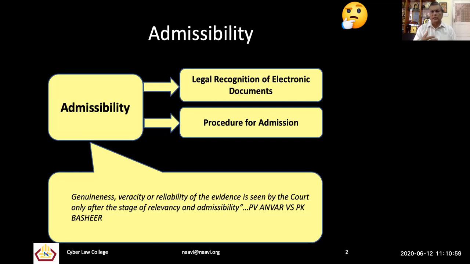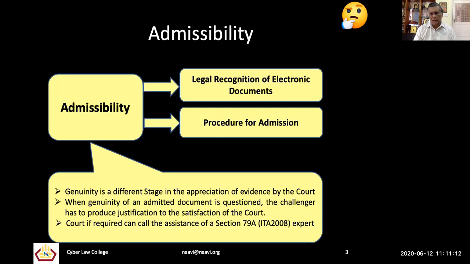And this includes legal recognition of electronic documents as evidence, and a certain procedure for admission as set out in the law. Genuinity is a different stage in the appreciation of evidence by the court. And when a document or electronic evidence is admitted and its genuinity is challenged, then the challenger has to produce justification for the satisfaction of the court that his challenge should be sustained.